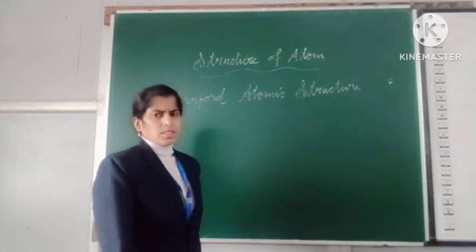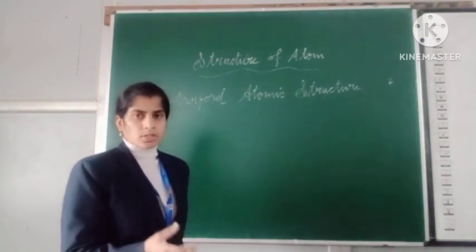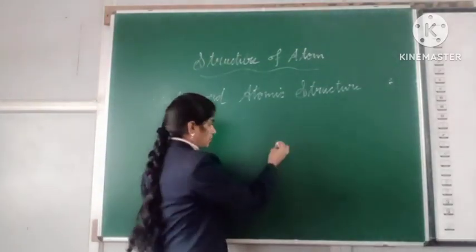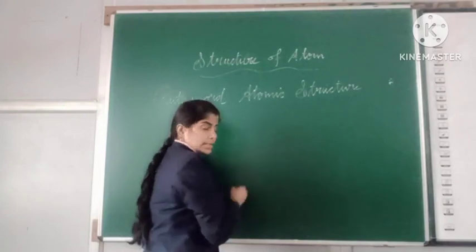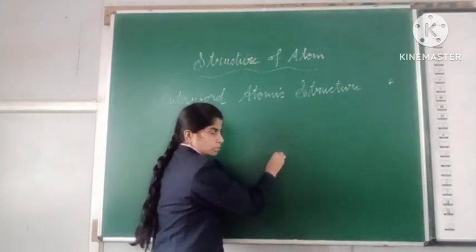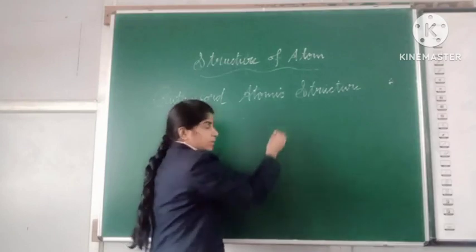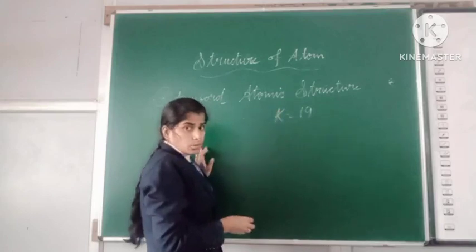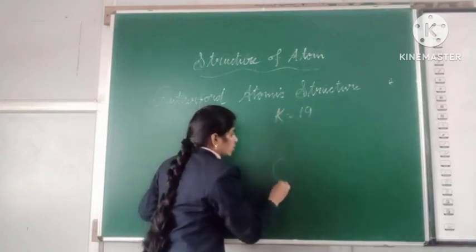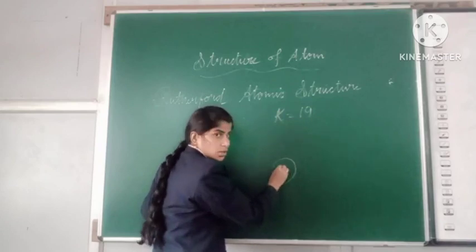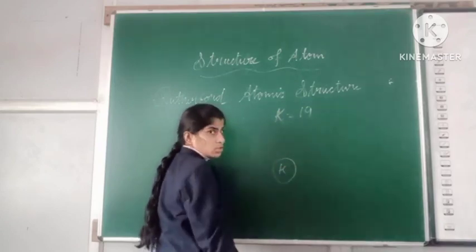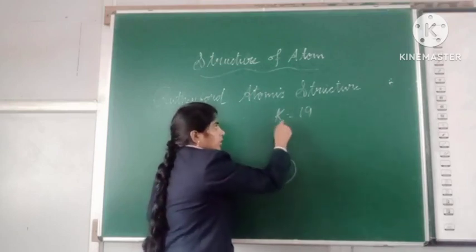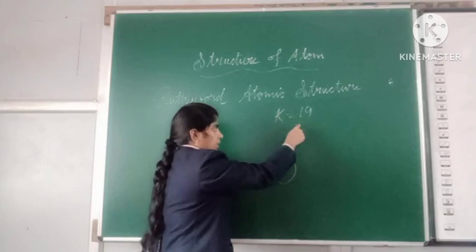You have already learned about this atomic structure in chemistry, so you know about orbits. Take potassium as an example. The atomic number of potassium is 19. In Rutherford's model, the center, the core of the atom, is the nucleus, which has protons and neutrons, and this has the mass. Potassium has atomic number 19.